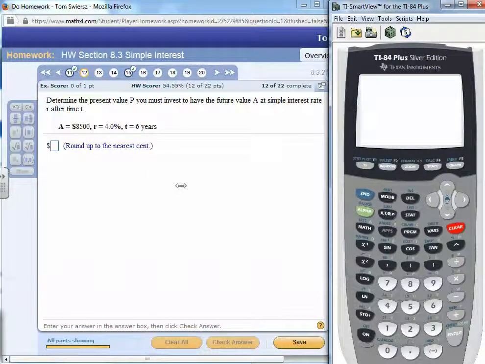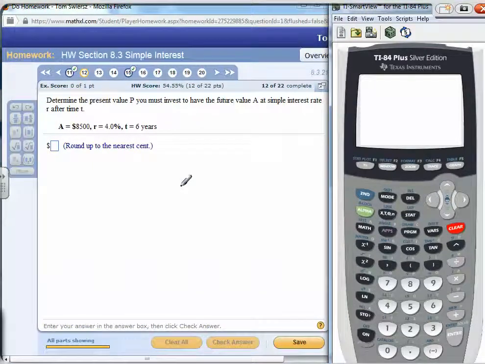Let's look at problem number 12. You're given the present, how much present value P must you invest in order to have a future value A at a simple interest rate after time T. So this time we're missing P, right? We're given A, R, and T again. Future value is A equals P times 1 plus RT.